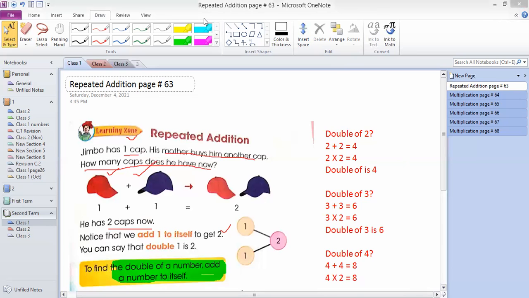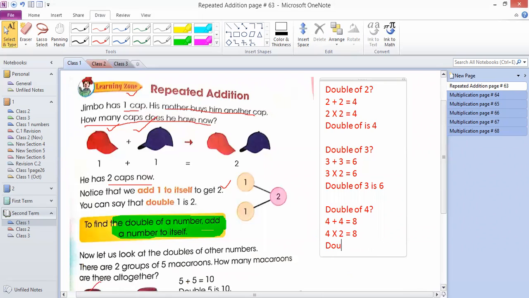So double of 4 is 8. How do you know, guys? You will add 4 by itself. So 4 plus 4 is equal to 8. Or you can multiply 4 by 2, and the answer you will get will also be 8. So double of 4 is 8.